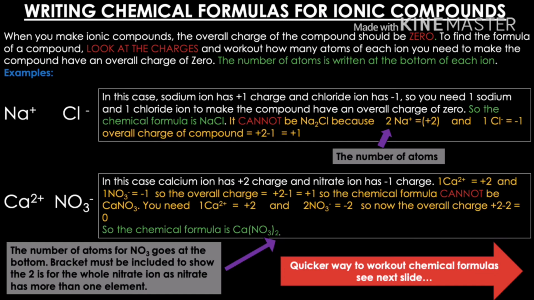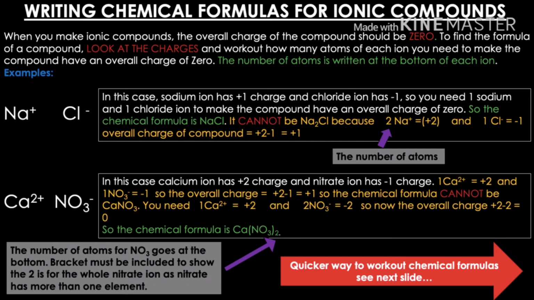The second example is calcium nitrate. In this case, the calcium ion has a +2 charge and the nitrate ion has a -1 charge. So to make this ionic compound, if we use 1 calcium ion, which is a +2 charge, and 1 nitrate ion, which is a -1 charge, the overall charge of the compound will be +1. So the chemical formula can't be CaNO3. You need 1 calcium ion, which is +2 charge, and you need 2 nitrate ions, which gives you a -2 charge, so the overall charge of the compound will be 0.